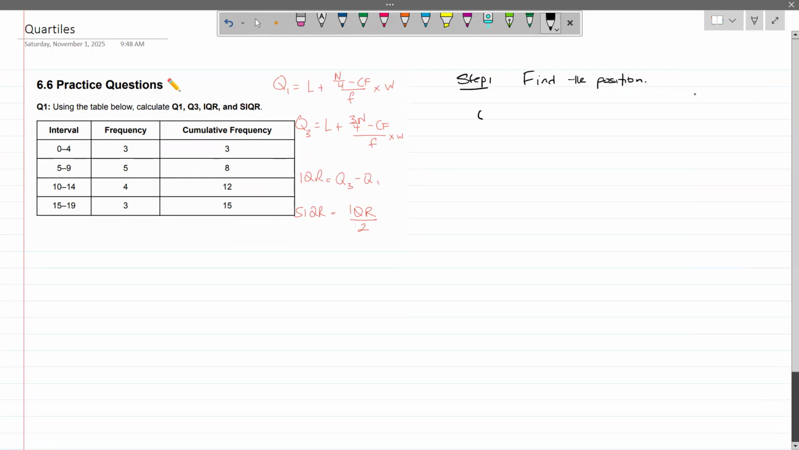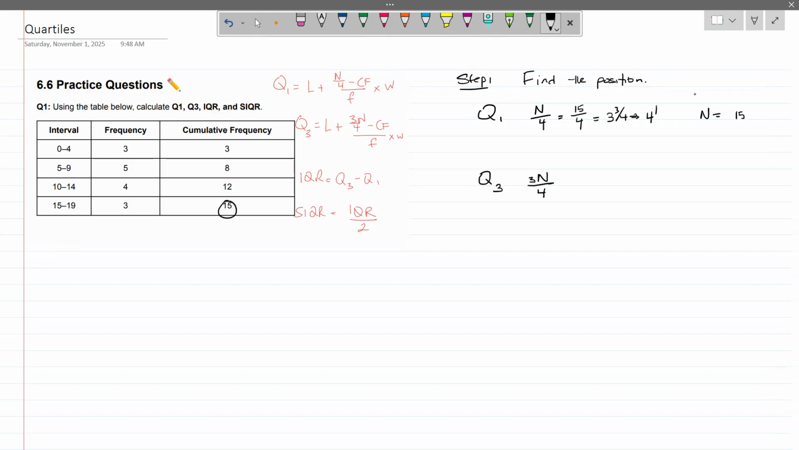Now to get the positions for Q1 and Q3, we'll be taking n divided by 4, and here you're finding 3/4 of n. Now n is going to be the total of your frequencies, which is 15. If we do 15 divided by 4, we don't get a whole number, we get 3. 3 4s are 12, and you remain with 3/4. Now, because this is a position, you don't have a 3 3/4 position, so you're going to round it up. So this is approximately the 4th position.